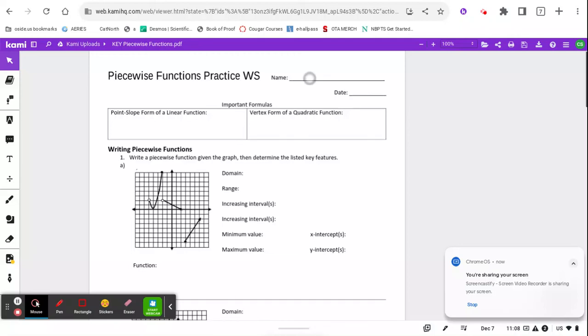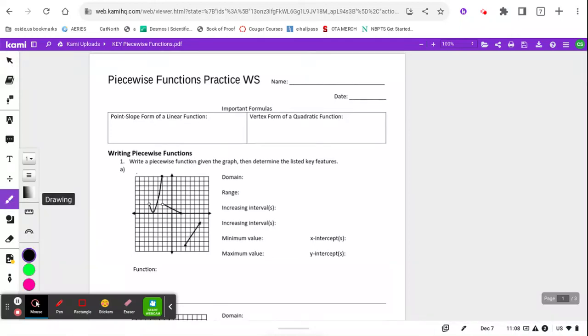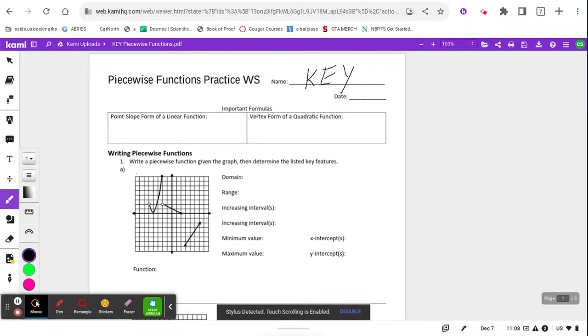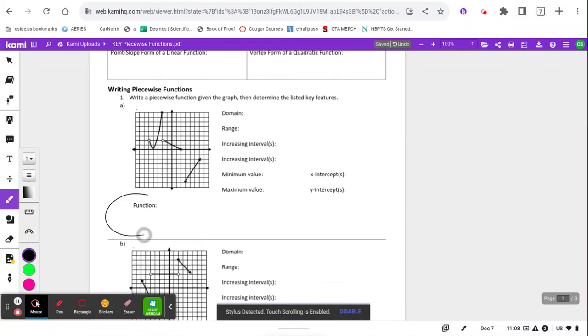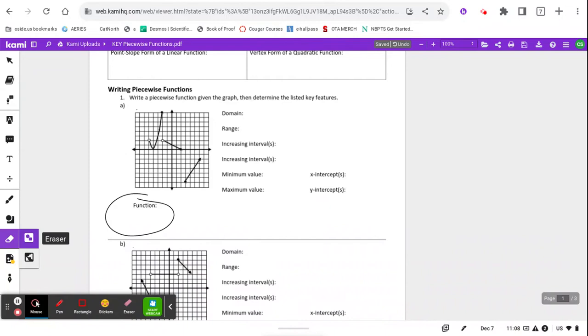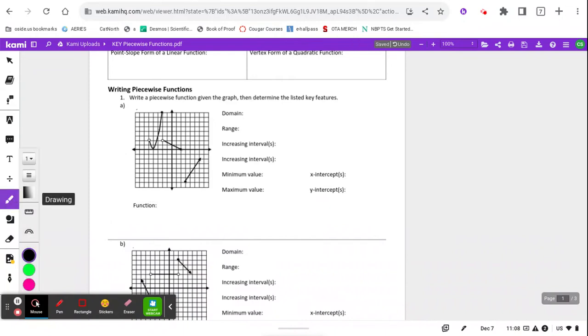Okay, we're going to be practicing piecewise functions, but at the same time, this does a quick Math 1 review about features of functions on each graph as well. So notice right here where it says function, this is where you're going to write the three-piece piecewise function, but over here, domain, range, min, max, all of that is a review of Math 1.